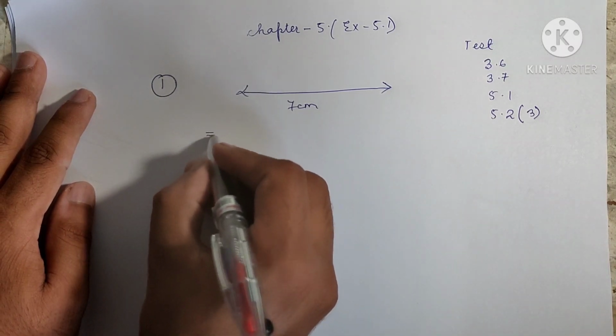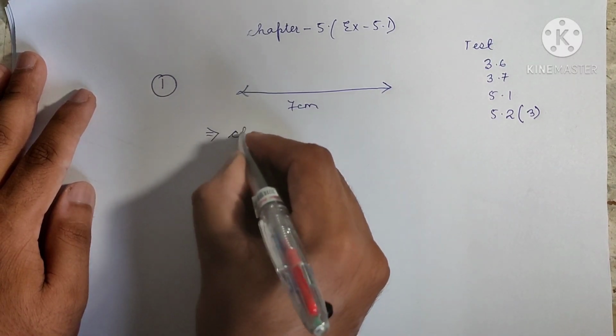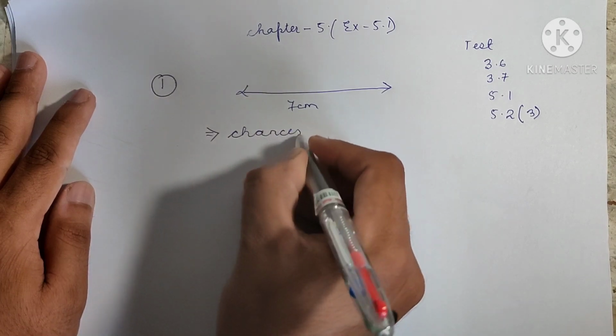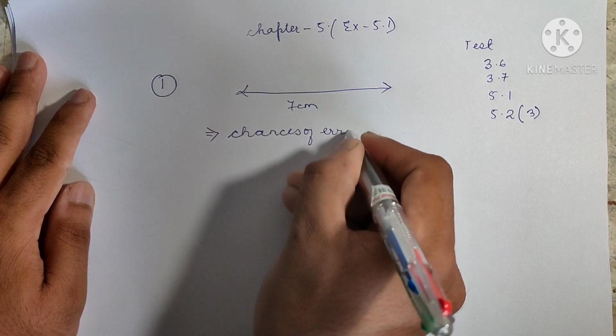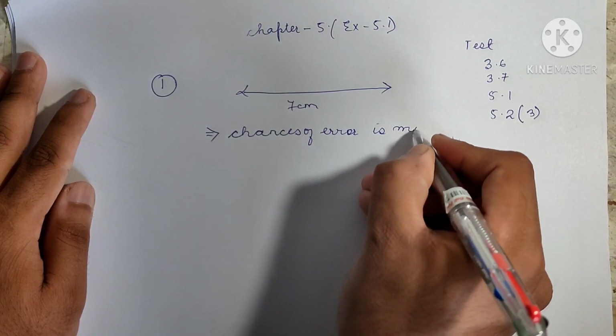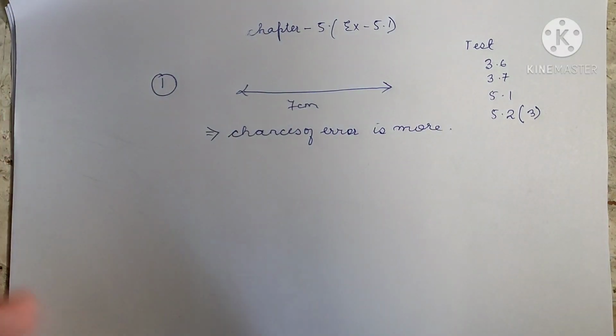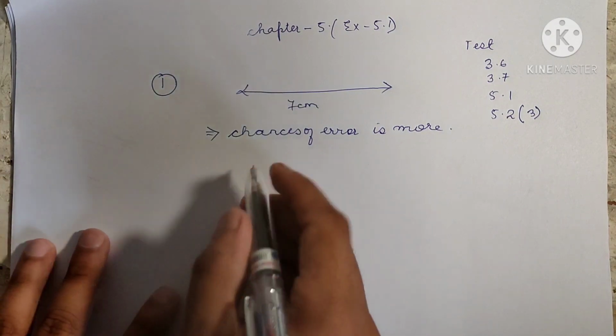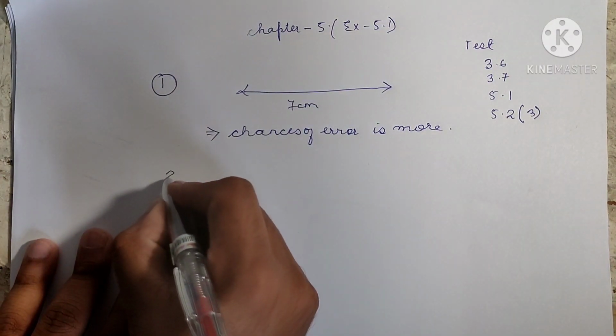So what is the chance? So the answer is chances of error. Chances of error is more. Okay, chances of error is more. You can write like this, the answer for number 1. Now let's go for number 2.